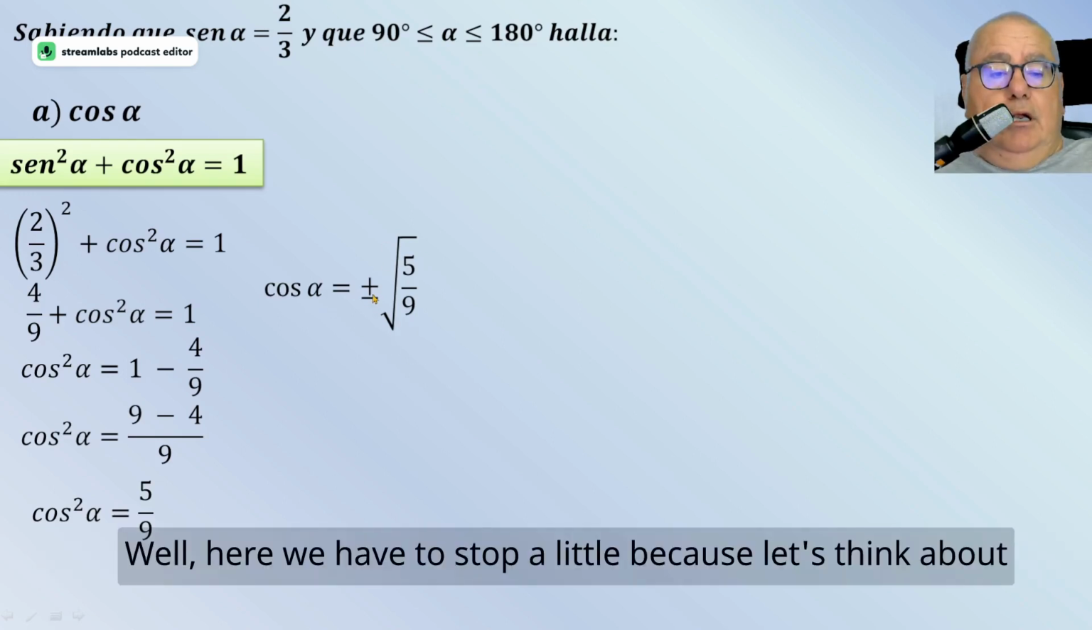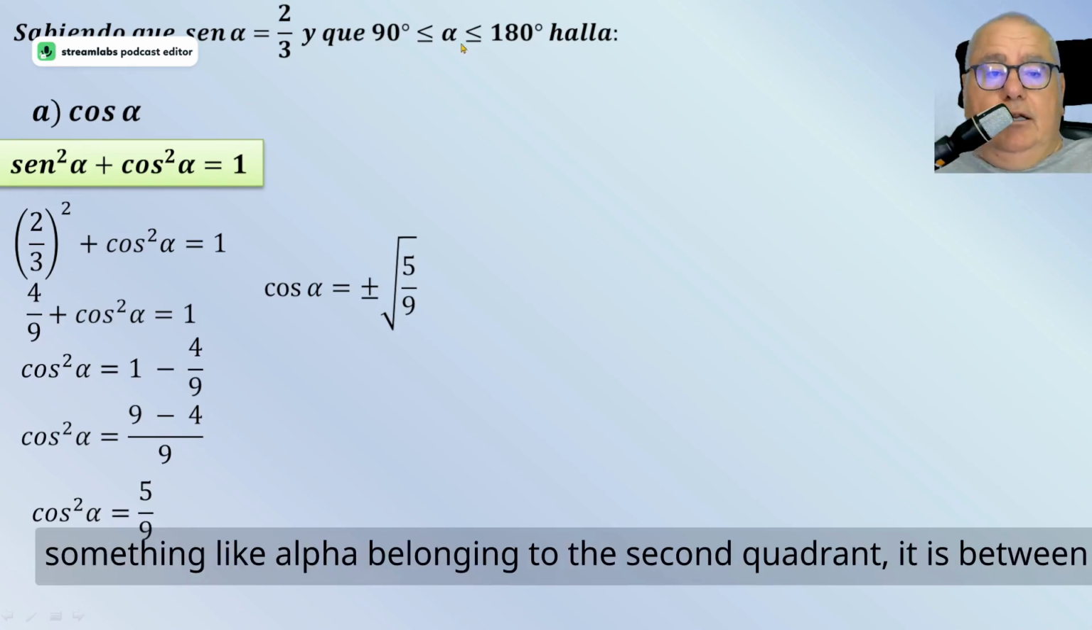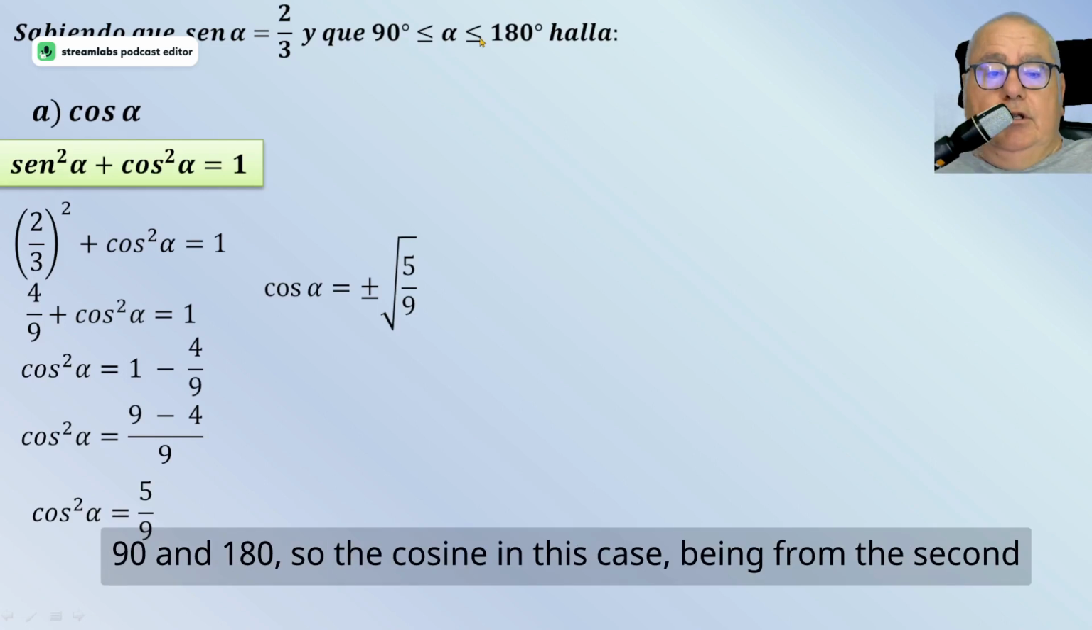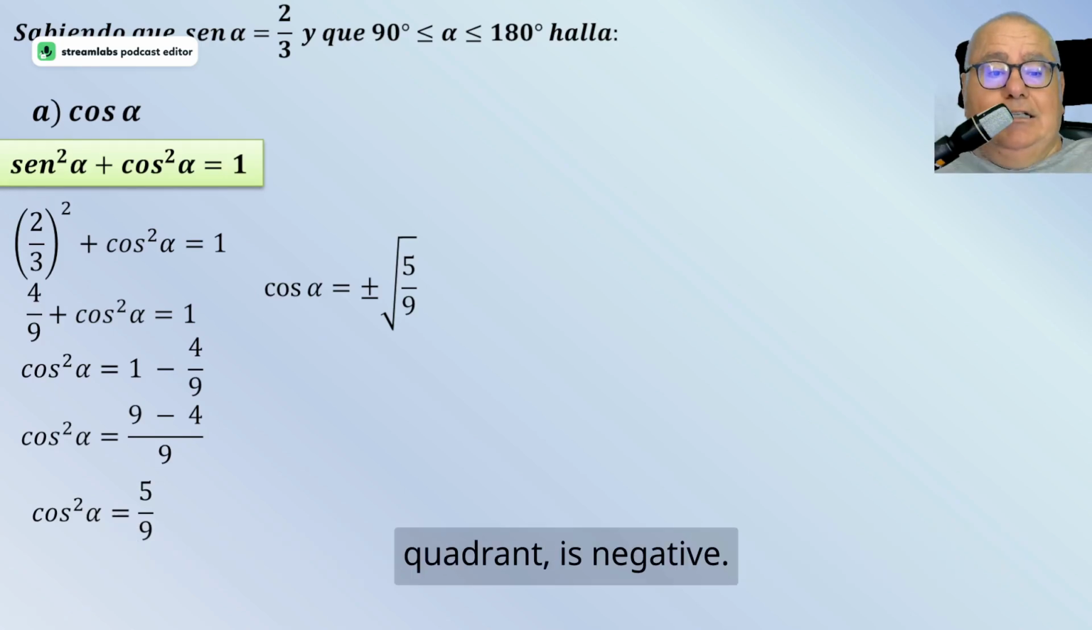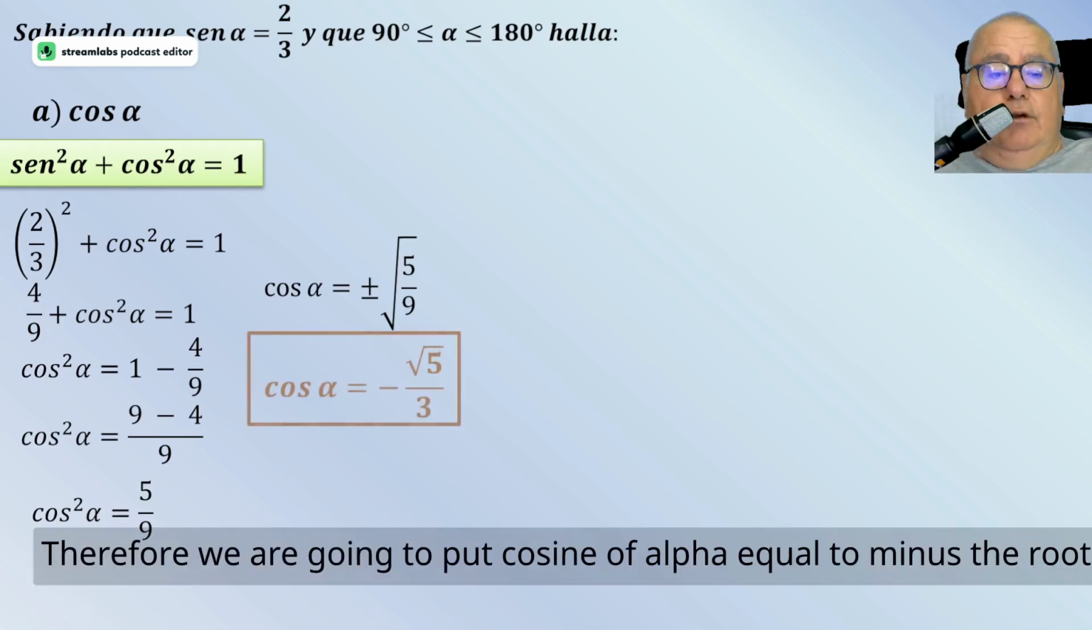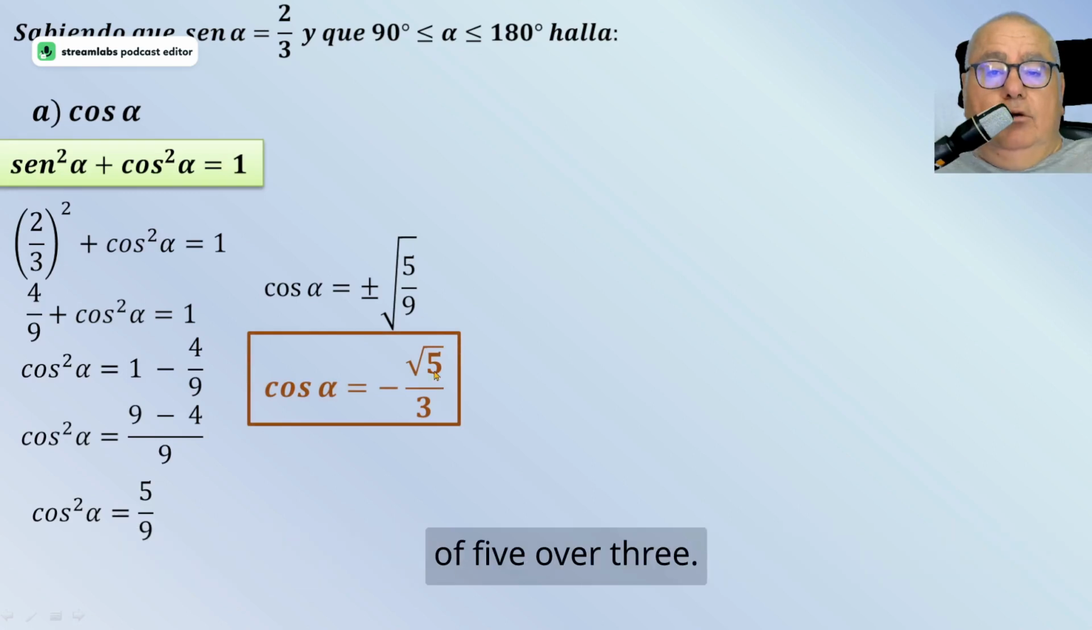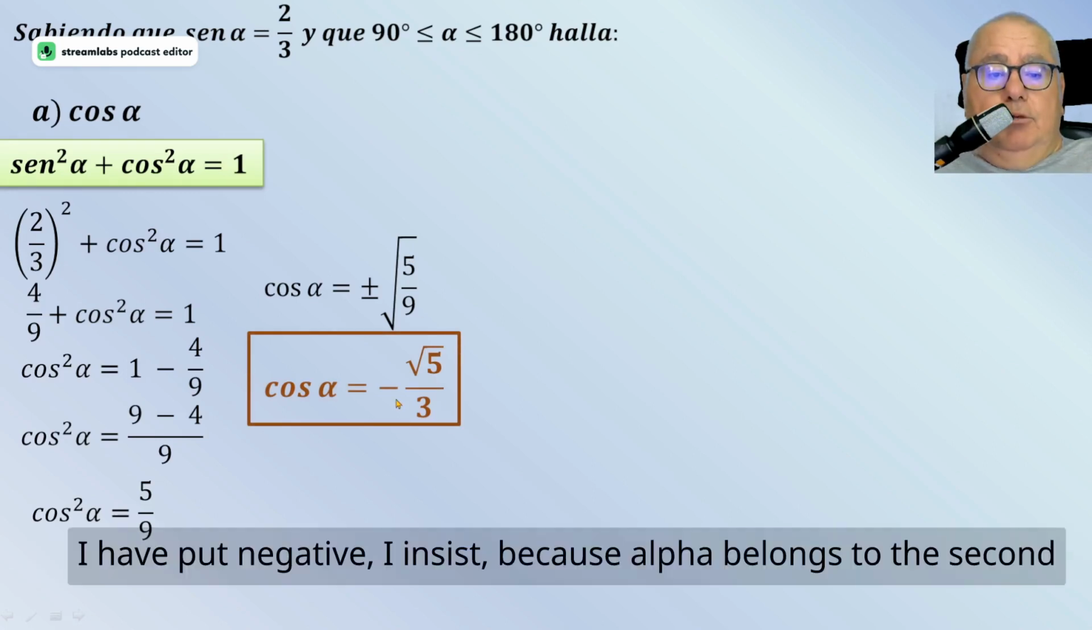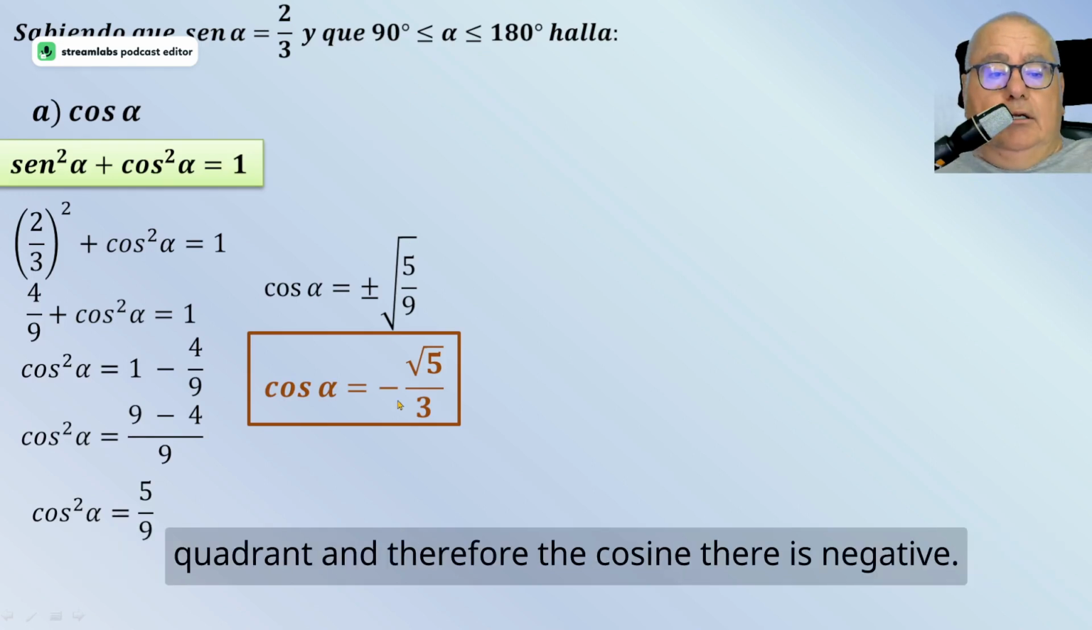Well, here we have to stop a little, because let's think about something: alpha belongs to the second quadrant. It is between 90 and 180. So the cosine in this case, being from the second quadrant, is negative. Therefore we are going to put cosine of alpha equal to minus the root of 5 over 3. I have put negative, I insist, because alpha belongs to the second quadrant and therefore the cosine there is negative.